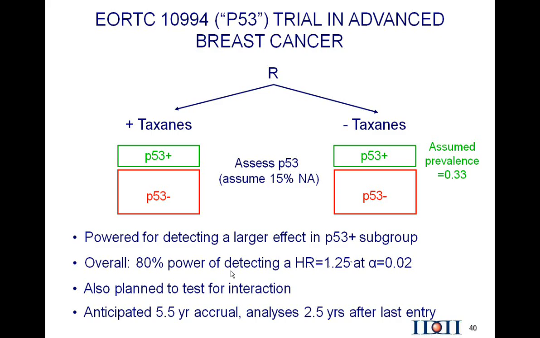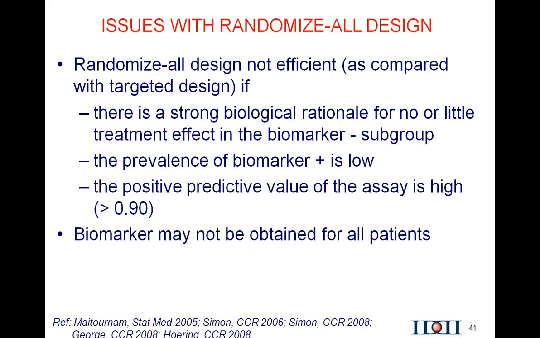So the trial was designed to have 80% power of detecting a hazard ratio of 1.25 at this significance level, and the trial was also planned to test for the interaction between the effective treatment, in this case the effective taxanes, and the P53 positivity. The trial is still ongoing and the results are not yet known.